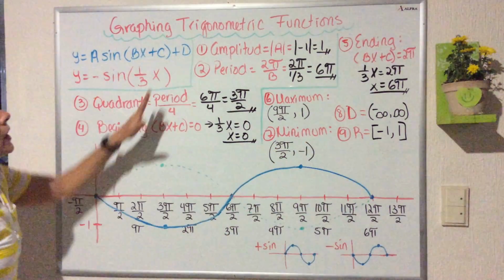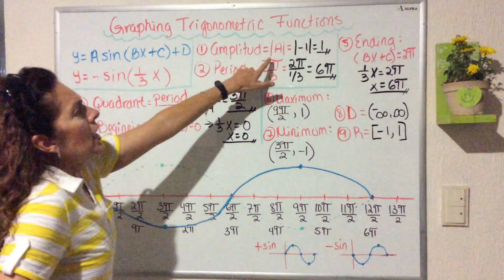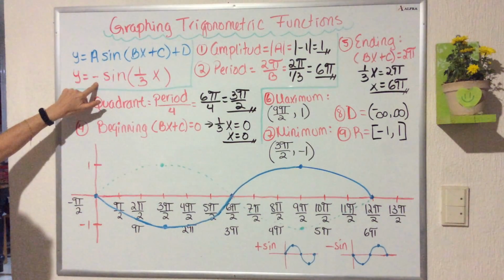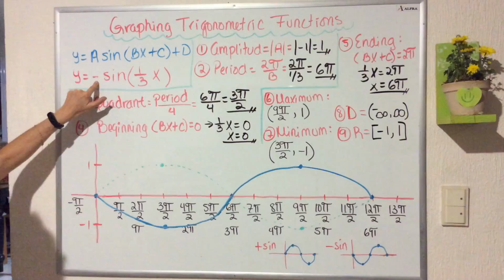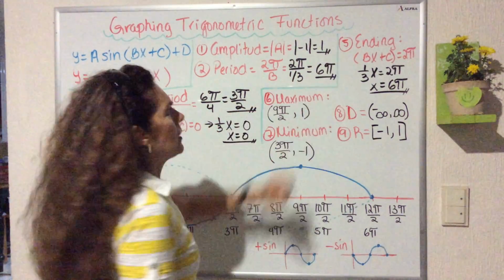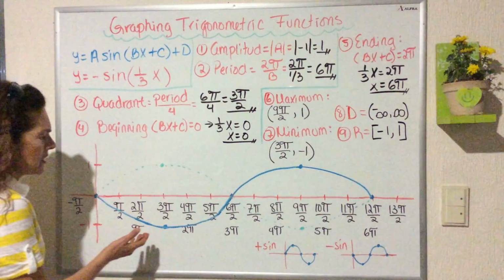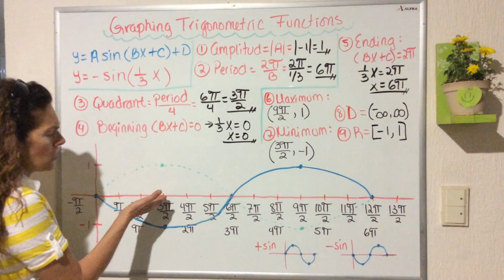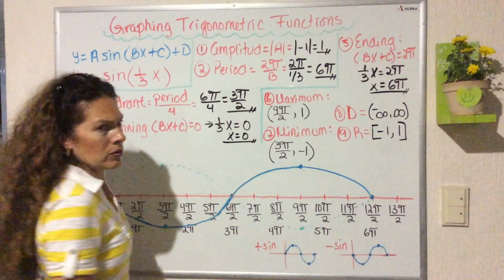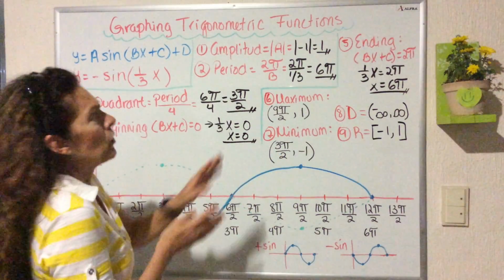Okay. The amplitude, dear students, is the absolute value of a, and remember our a is minus sine, so here we have a negative 1. So the absolute value of negative 1 is 1. So we know that the amplitude is from the x-axis to the minimum or to the maximum point. It is the distance, it is a measure, okay?